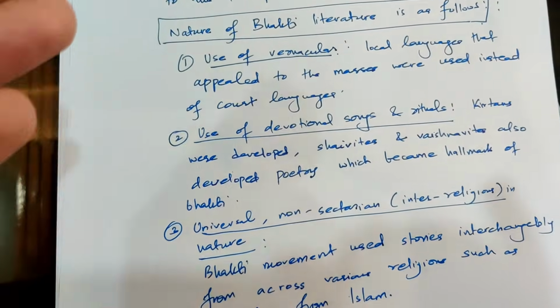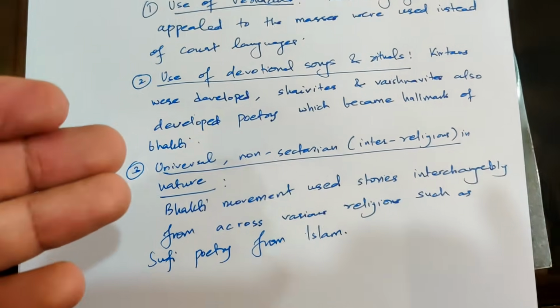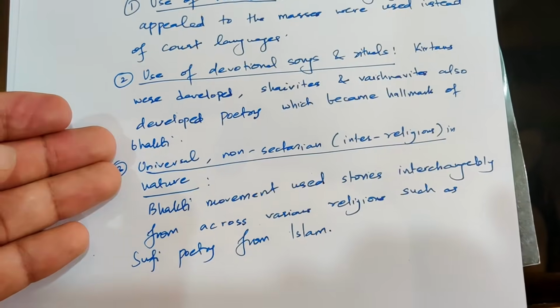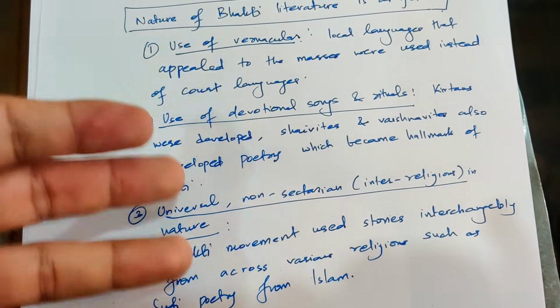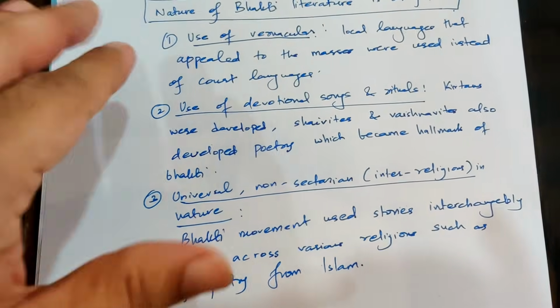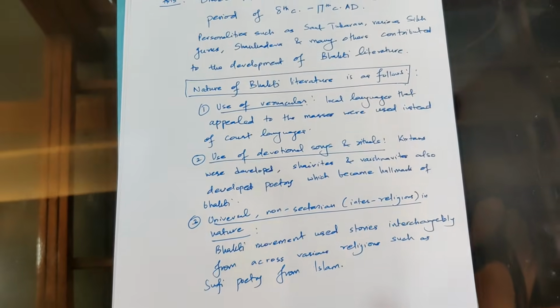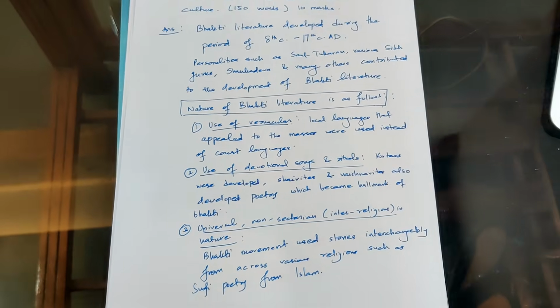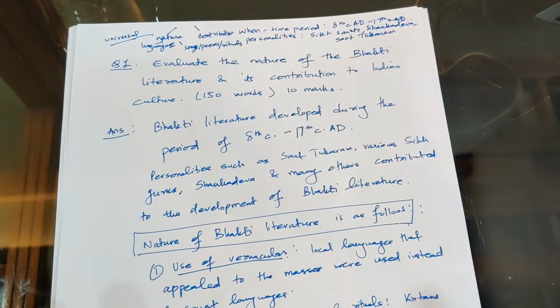It used various local languages, it used various devotional songs and rituals to spread it. And then also it was universal in nature and non-sectarian in nature. And I have also provided specific examples. Okay, simple. Don't try to explain too much of your points because you have only a limited word limit that you have to use. Remember, in UPSC questions you don't have to explain, you just have to provide main points.